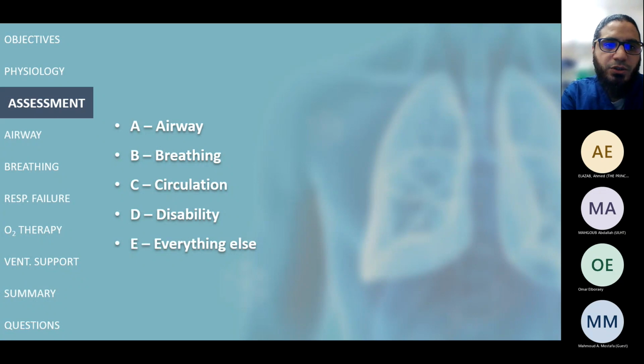So A is the airway. You'll assess, solve any problems you find, and then if everything is okay, we'll move to the breathing. We will talk about airway and breathing shortly, and then circulation, disability, which is like the GCS and neurological status, and then everything else like skin, rash, fever, bleeding, taking bloods, or sending cultures or whatsoever.